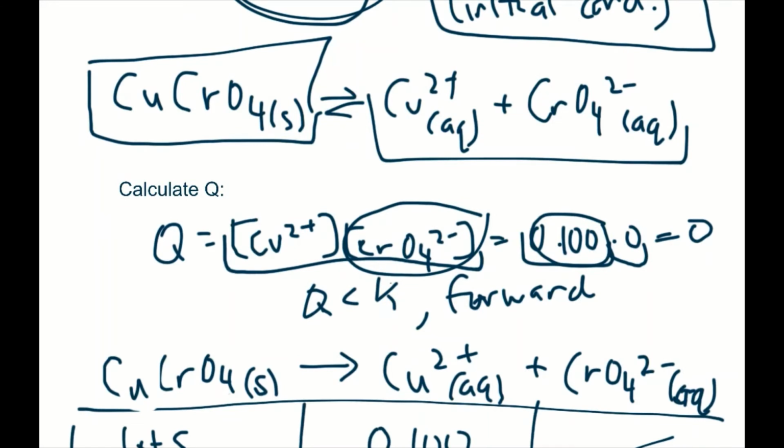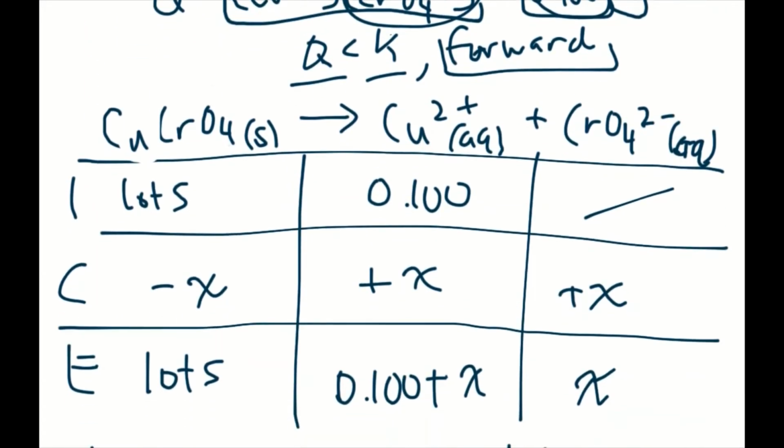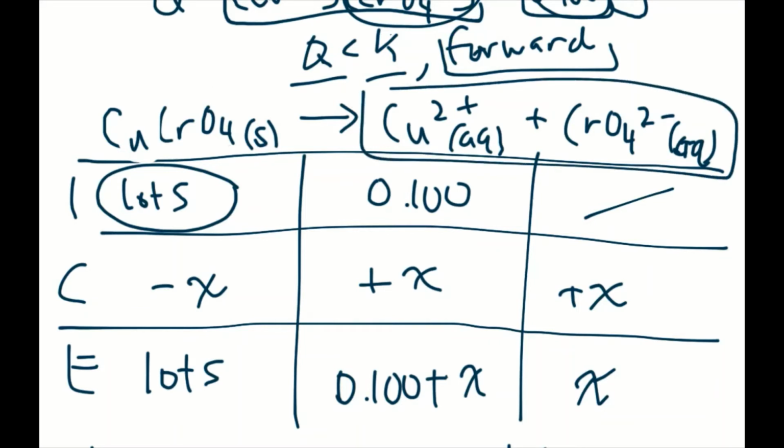So 0.1 times 0 is 0. So Q is less than K, so our reaction will go forward. Now let's actually make an ICE table. So we don't care about how much copper(II) chromate solid there is. We care about the ion concentration since those are used in our Ksp.